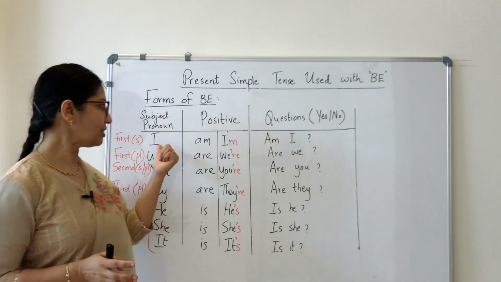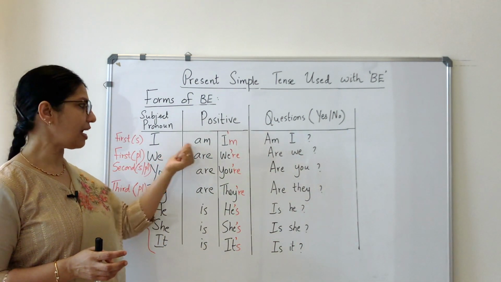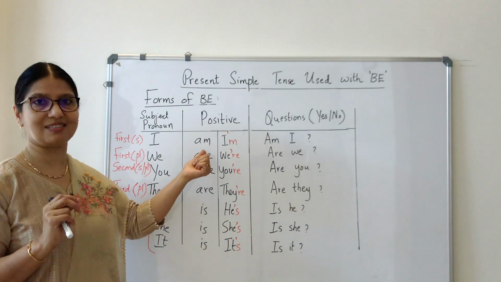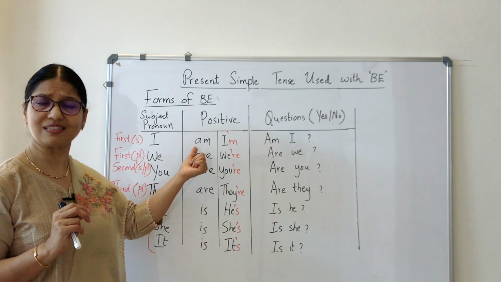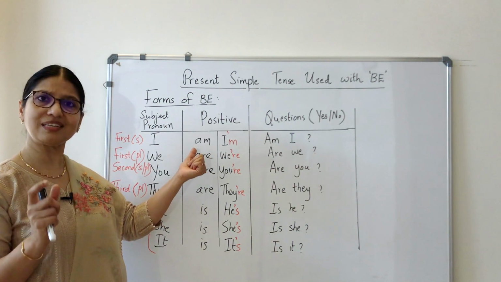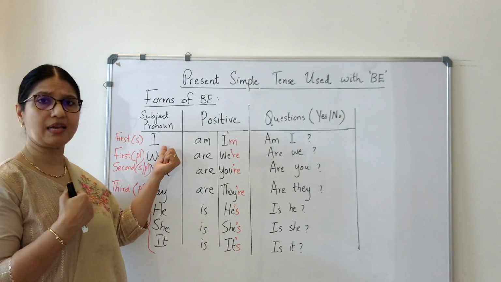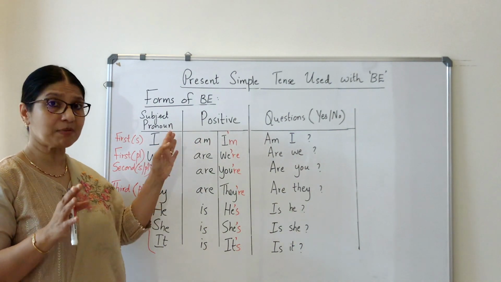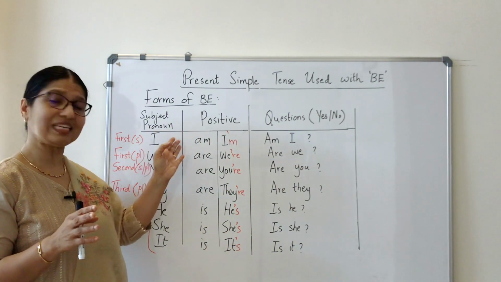Now, you can see that here we have a sentence, I am. I said we have a sentence. Is it a sentence? Yes, it is. Although it's very short, it's a sentence because we have a subject, I, and a verb, am. Am is a main verb, so it becomes a sentence.